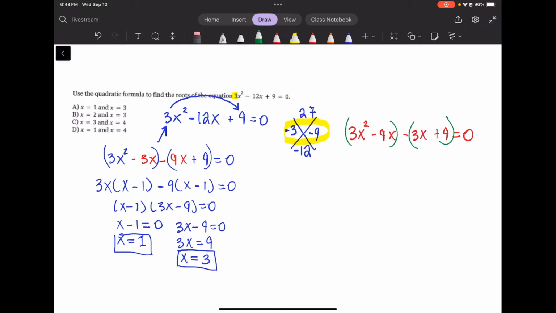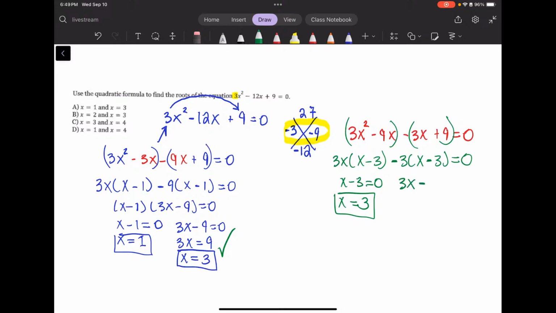So if we did it this way and we had the 9x first, we're still going to simplify and get the same answer. So when we simplify the first one, we're going to pull out 3x, left with x minus 3. Then when we go to the second set of parentheses, I'm going to pull out a 3 again. Now I'm left with x minus 3, and this is equal to 0. So now when we simplify, we have x minus 3 is equal to 0, meaning x is equal to positive 3. We already had that answer.